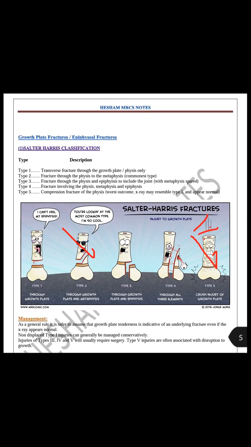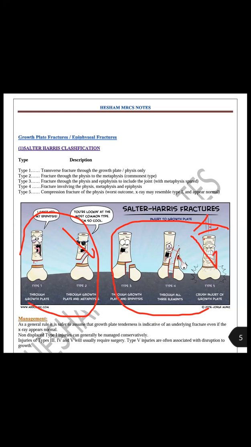Okay, management of these conditions: types 1 and 2 are conservative, while types 3, 4, and 5 all need a surgical operation. Okay, this is an important classification of the growth plate, Salter-Harris fracture.